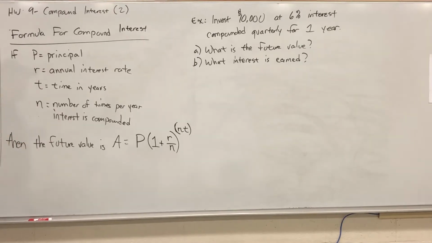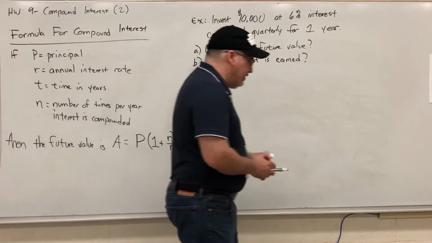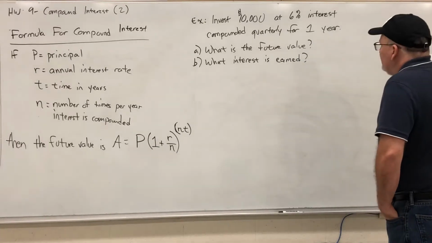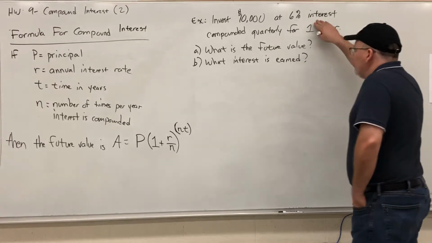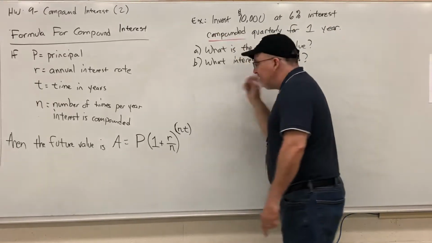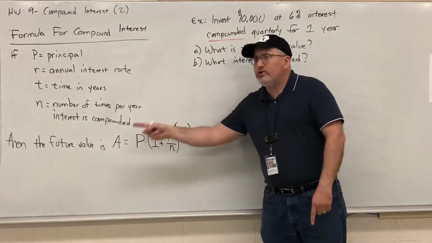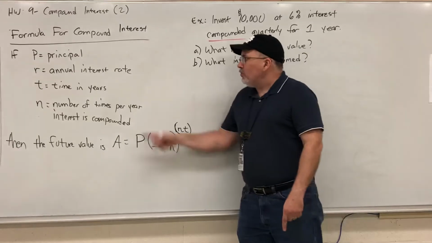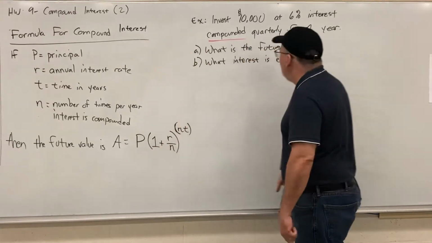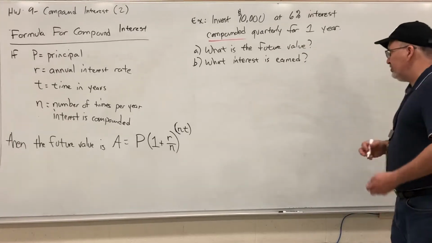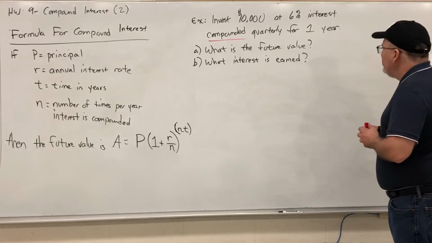So let's calculate the problem that we did previously and see if we get the same answer. We should, at least to within a cent because of rounding issues. So let's invest $10,000 at 6% interest, compounded quarterly. The word compounded is the dead giveaway that this is the formula you are using. If you do not see the word compounded, do not use the formula for compound interest. Compounded quarterly for 1 year. We're going to answer 2 questions. What's the future value and what's the interest earned?